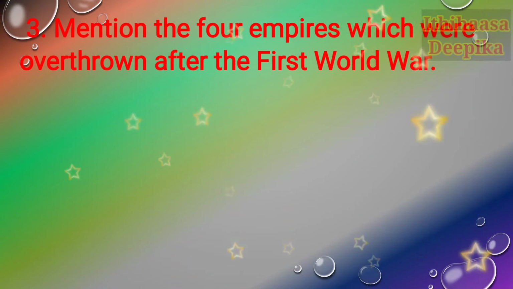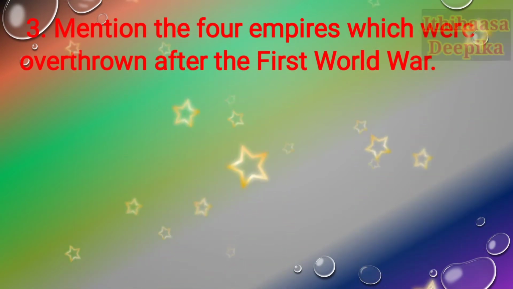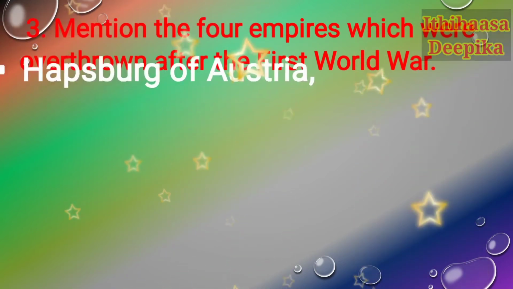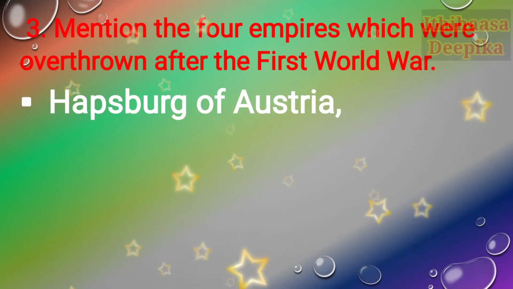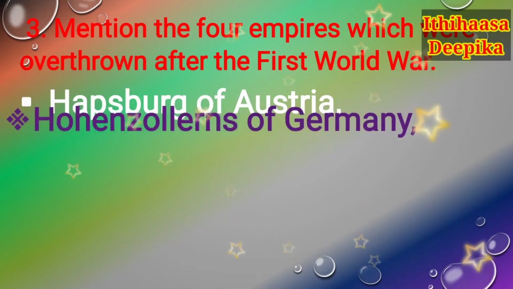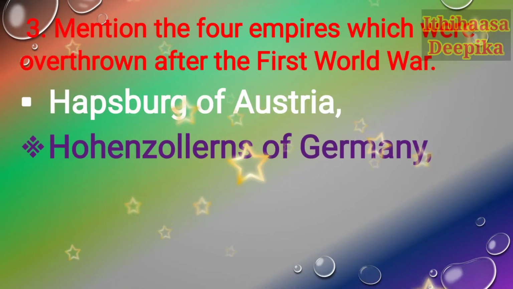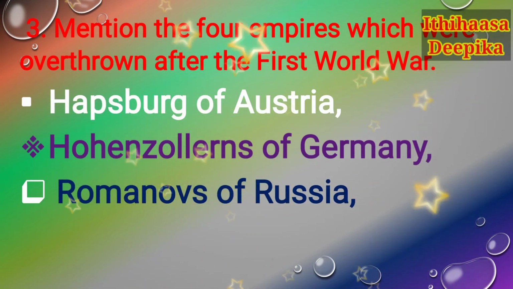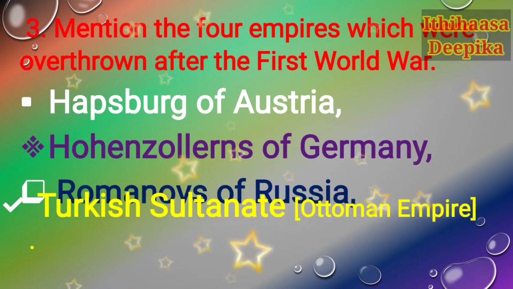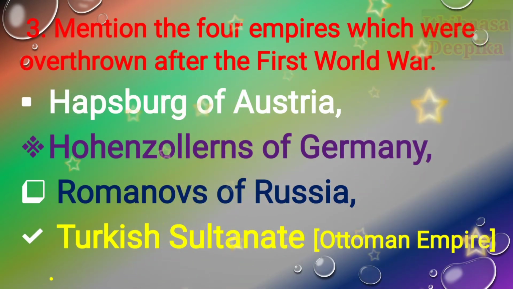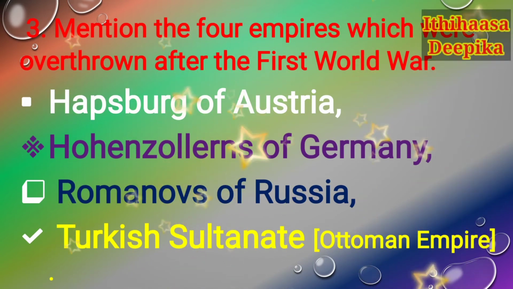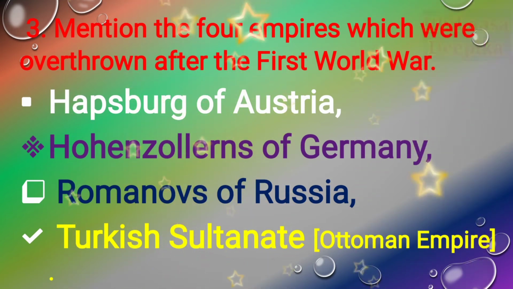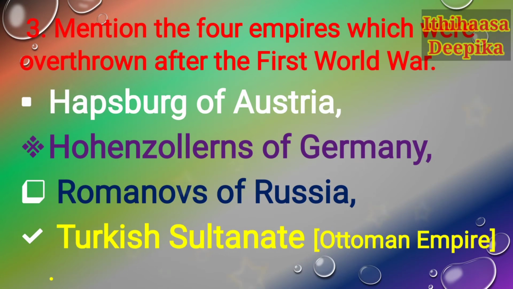Third one, mention the 4 empires which were overthrown after the First World War. First one, Habsburg of Austria, Hohenzollern of Germany, Romanovs of Russia, and the Ottoman Turks or Turkish Sultanate. So Habsburg of Austria, Hohenzollern of Germany, Romanovs of Russia, Turkish Sultanate or the Ottoman Empire of Turkey.